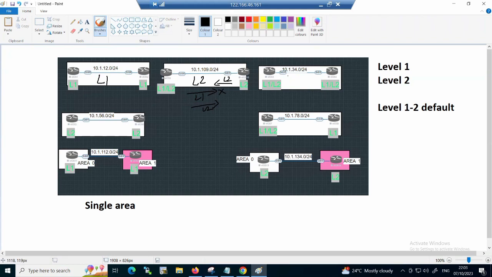If I talk about over here, what happened? He will send the label 1 hello and the label 2 hello at the same time. It means that you will have 2 neighborships: one neighborship with label 1 and another neighborship with label 2. Same way over here, you will send the label 2 hello packet and the label 2 hello packet. So you only have a label 2 neighborship.